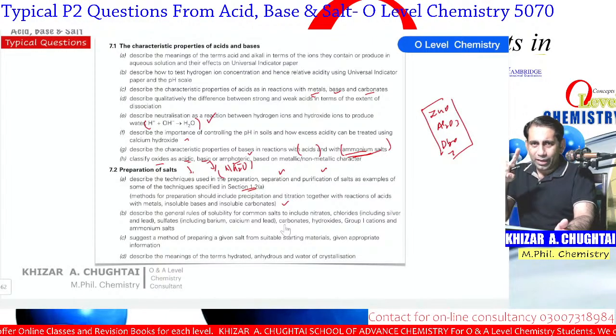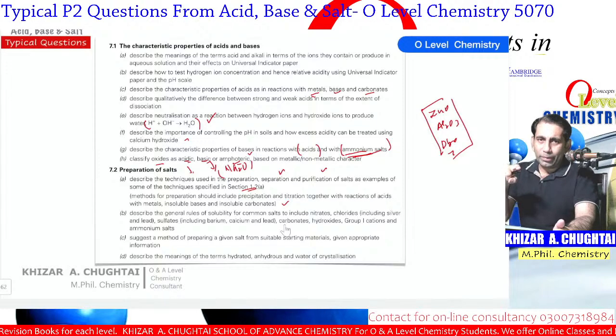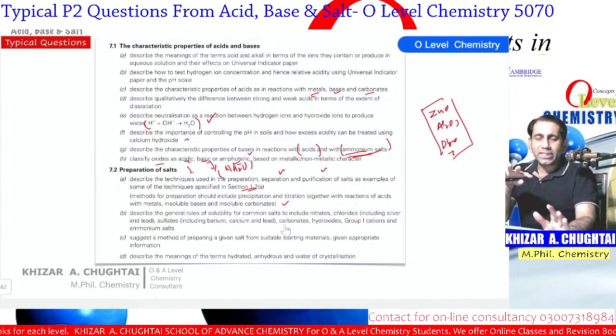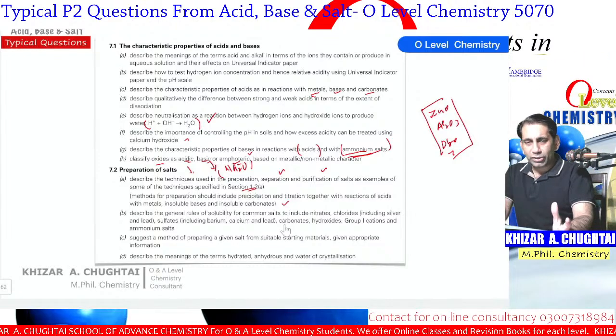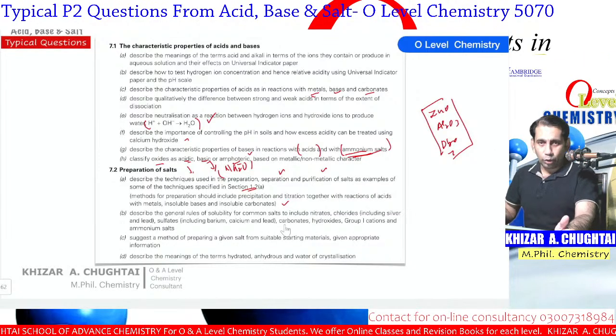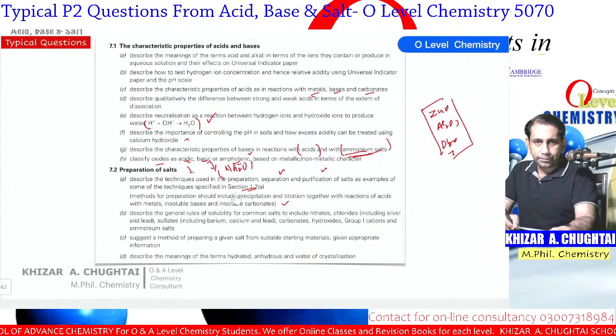Oxides of group 1 are soluble except lithium. Oxides of group 2 are soluble below calcium, and all the rest of the metal oxides and all the rest of the metal hydroxides are water insoluble. They are not water soluble, and so on.